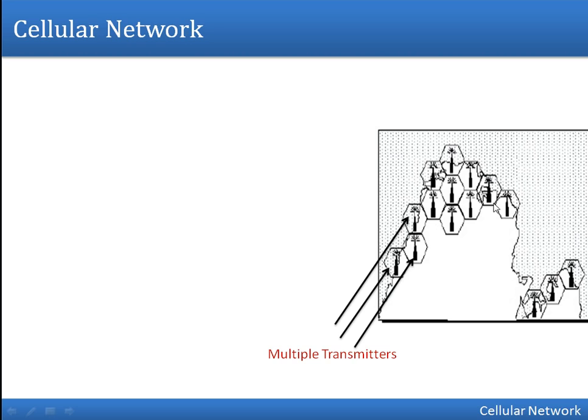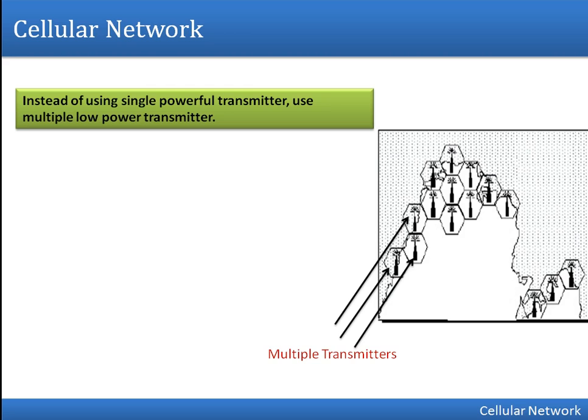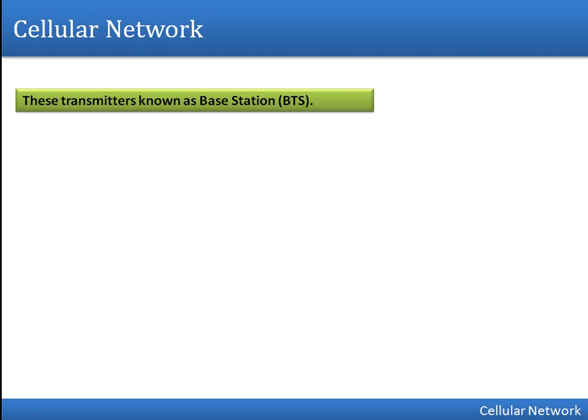So this hexagonal shape is actually showing which area they are covering. This station is covering this area, this station is covering this area, this station is covering this area. So in cellular network we have multiple transmitters. Instead of using a single powerful transmitter, use multiple low power transmitters. These transmitters are used for both transmitting and receiving, so they are also known as transceivers, and we call them base stations.